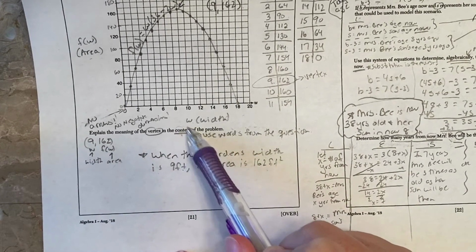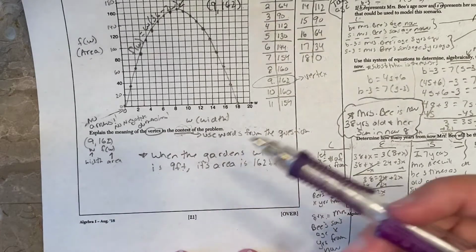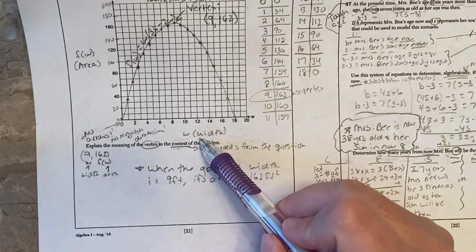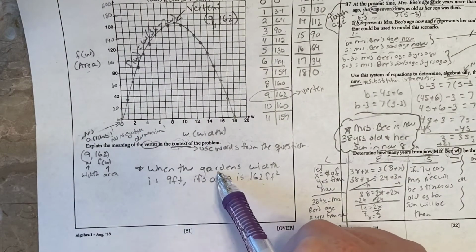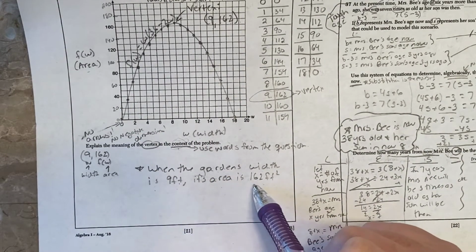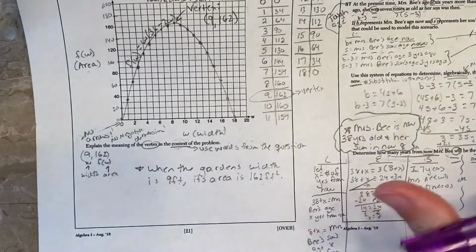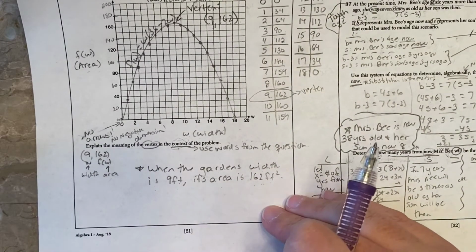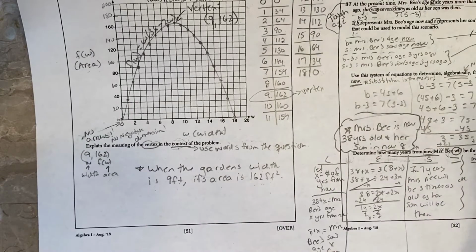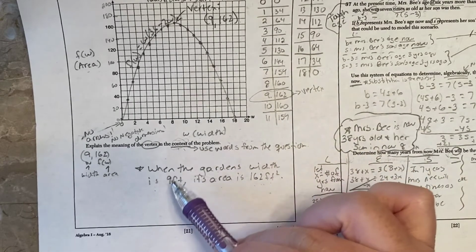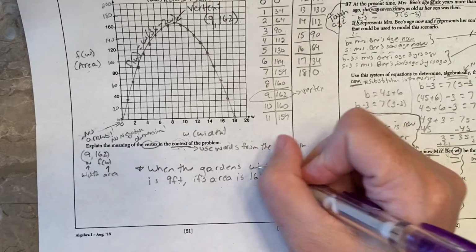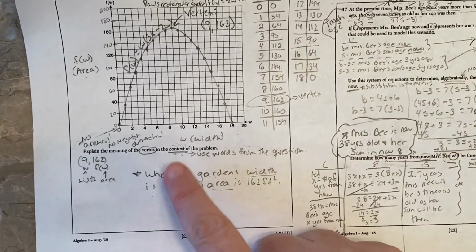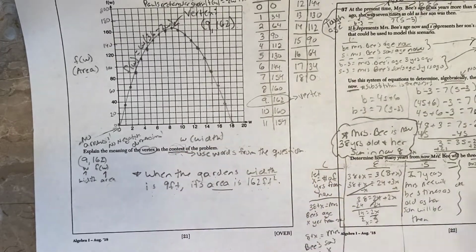So notice it does say context. You can't just say it's the highest point on the parabola. You have to actually tell me what it stands for, so the width and the area. So when the garden's width is 9 feet, its area is 162 feet squared, or anything like that. Just as long as you're saying the width is 9 feet and the area is 162 feet squared, then you're going to get it right. So again, context, you need to have width and area to get this question right. So that wasn't too bad. The graphing wasn't too bad. This wasn't too bad, again, just as long as you use width and area.